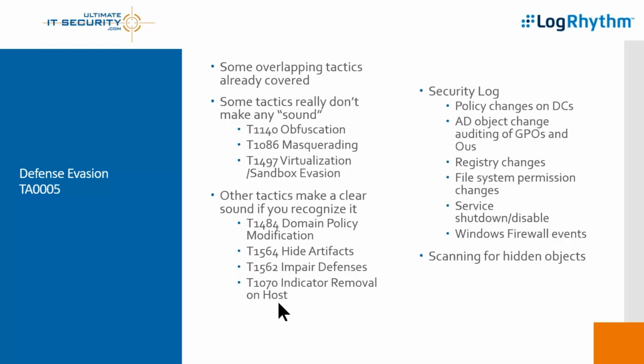But also part of defense evasion can be file system permission changes, and shutting down services, especially security products, or shutting down the Windows firewall, or turning off key policies on Windows firewall. All of this stuff is in the native Windows security log. But beyond that, scanning for hidden objects, whether that's hidden in the file system, hidden in alternative file streams, or all of the other ways that bad guys have come up with.